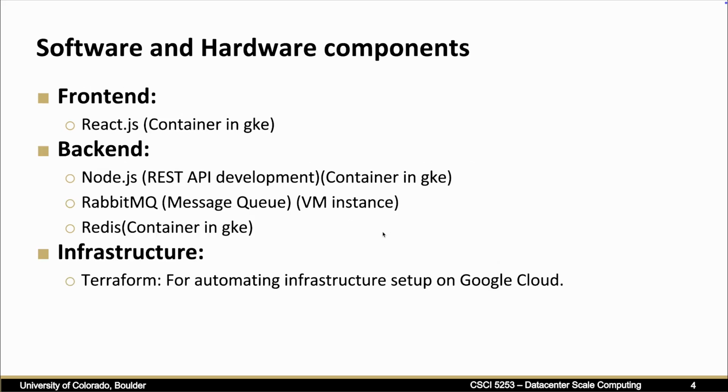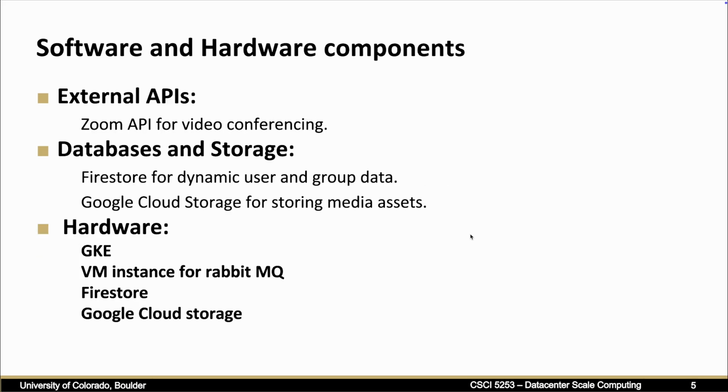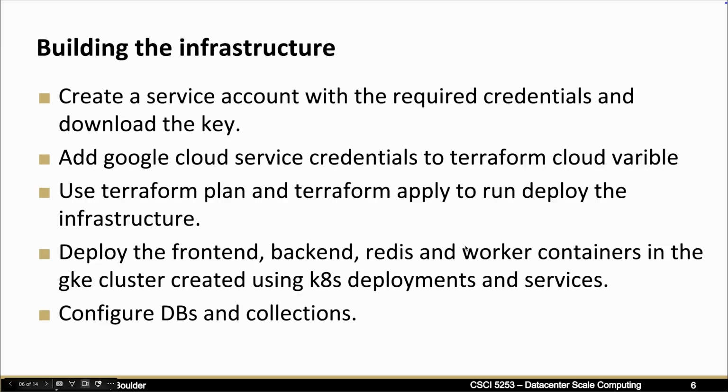So here are the software and the hardware components: React.js and Node.js for the front and backend, RabbitMQ for profile picture processing and email notification sending, basically all the asynchronous tasks. Redis helps with socket management that is used in the real-time chat, and Terraform brings up the entire infrastructure. For the APIs, we provide Zoom links for online meetings, and for databases, Firestore and Google Cloud Storage. Hardware are these all.